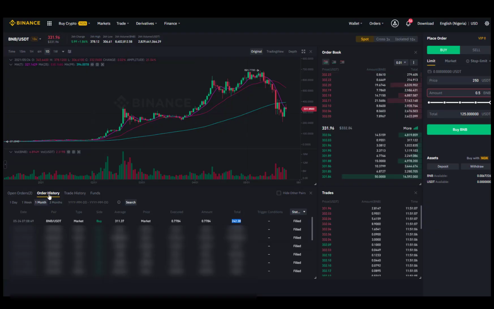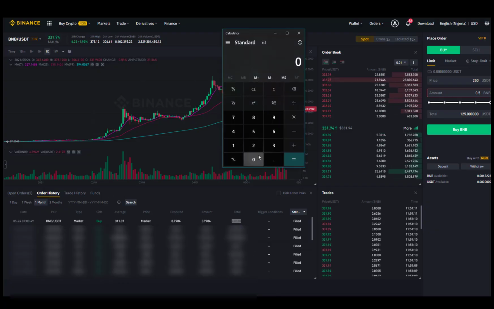Now I'm going to pull up my calculator and show you the equivalent of the BNB I bought yesterday. Okay, so I bought 0.7784 coins at 311.37. That leaves me with $242.38, or $37 multiplied by 490 naira. That is equivalent to 118,761 naira.